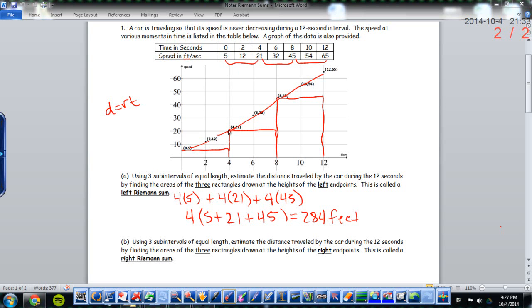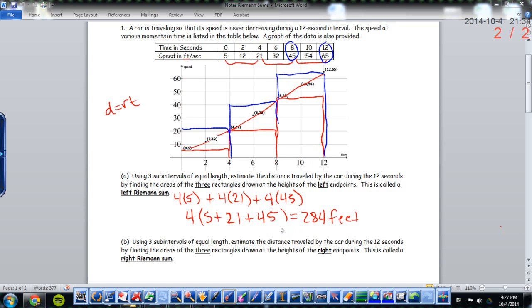So at time 4, the car is traveling 21 feet per second, so the rectangle that I'm going to use is going to have a height of 21. All right, the next interval from 4 to 8, on the right side of that interval, the speed is 45. My height is 45. And then between 8 and 12, the right side data point is at time 12, and the speed is 65, so the height of the rectangle is 65.